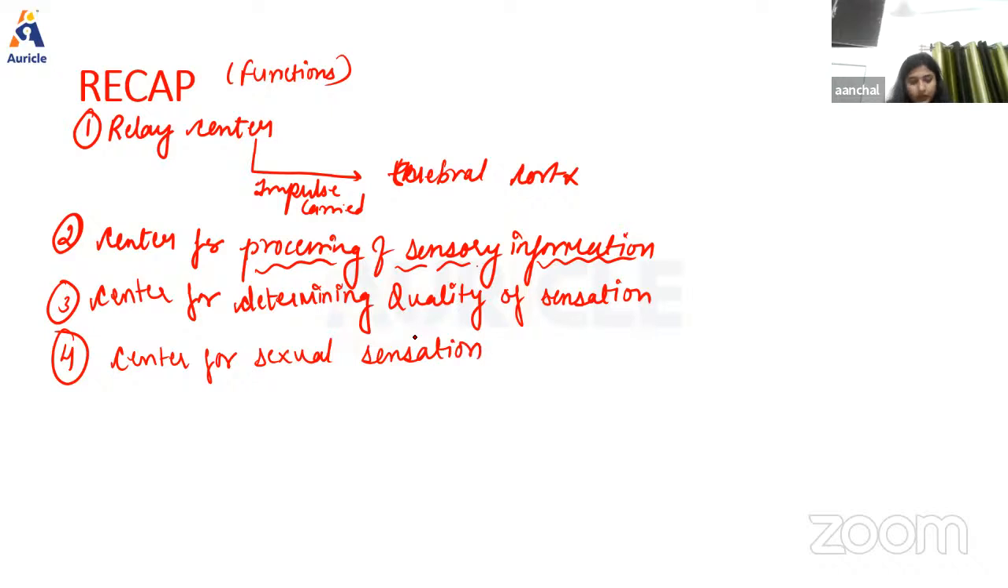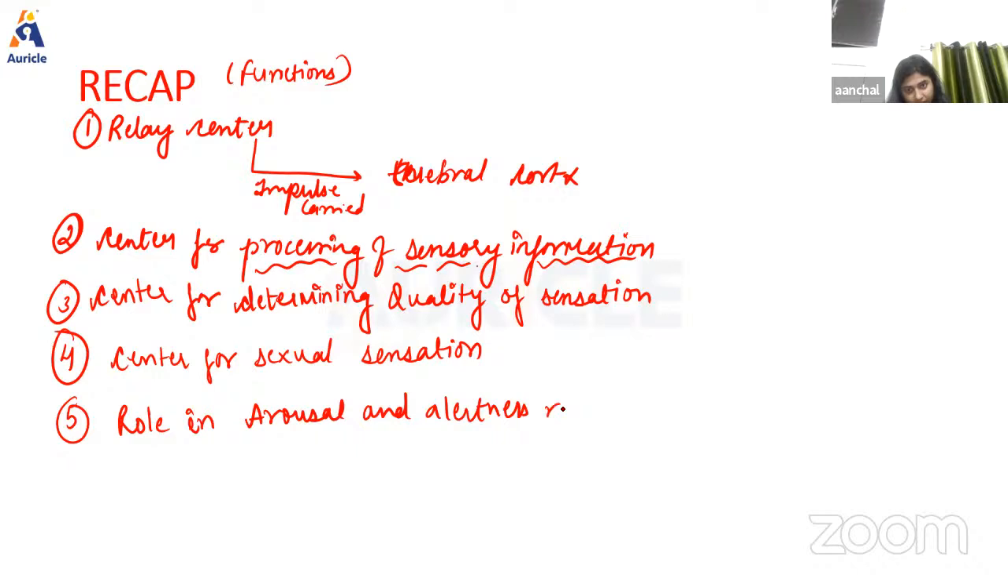Okay, so the thalamus also forms the perception for sexual sensations. Then next, it has a very significant role in arousal and alertness reactions. Because of its connection with nuclei of the reticular formation also, the thalamus plays a very important role in arousal as well as in alertness reactions.